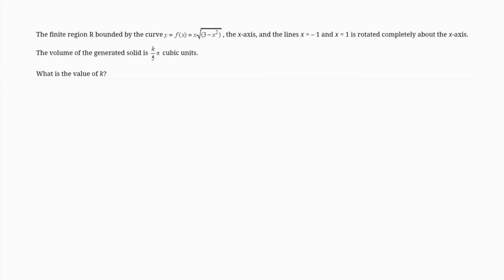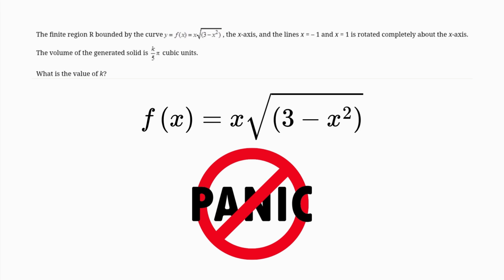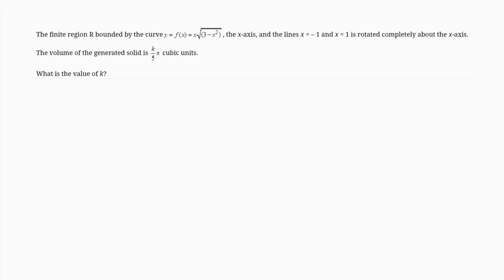Stop scrolling. If you see a function like this on your calculus exam and it asks for the x volume of a solid of revolution, don't panic. Let's solve for k. We are rotating around the x-axis, so we use the disk method. The formula is volume equals pi times the integral of our function squared.